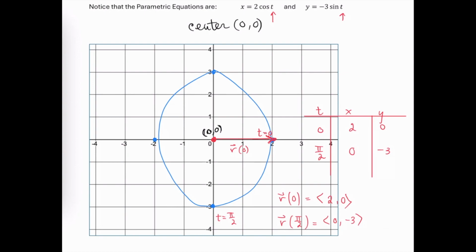And when t was equal to pi over 2, we ended up with the vector r evaluated at pi over 2, which was a position vector pointing to the position of the particle down here. And this time our orientation is moving clockwise around the outside of the ellipse. And in order to determine that orientation, we really needed to have this table of values helping us out.